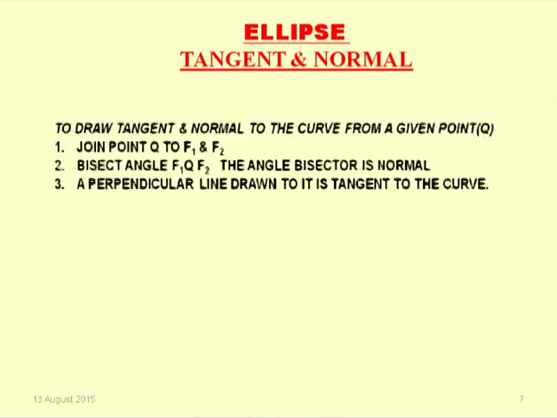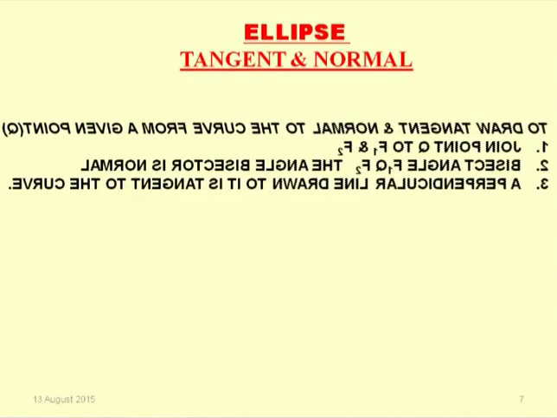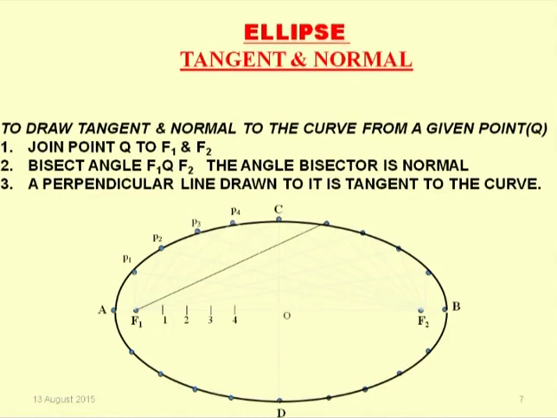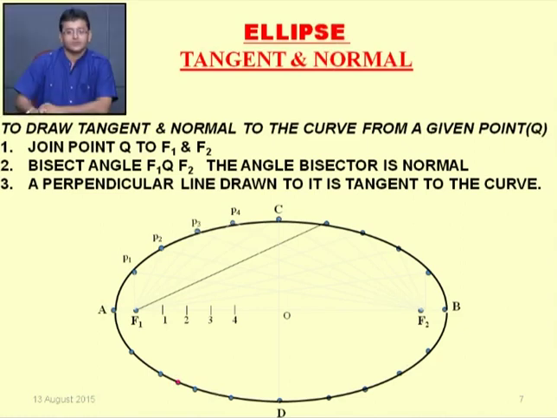Now let us see how we can draw tangent and normal to the ellipse by the arc of circle method. You already know the arc of circle method, which is based on the second definition of the ellipse. So first, you have already drawn the ellipse by the arc of circle method. Now to draw a tangent, first select point Q from which you have to draw the tangent to this curve.